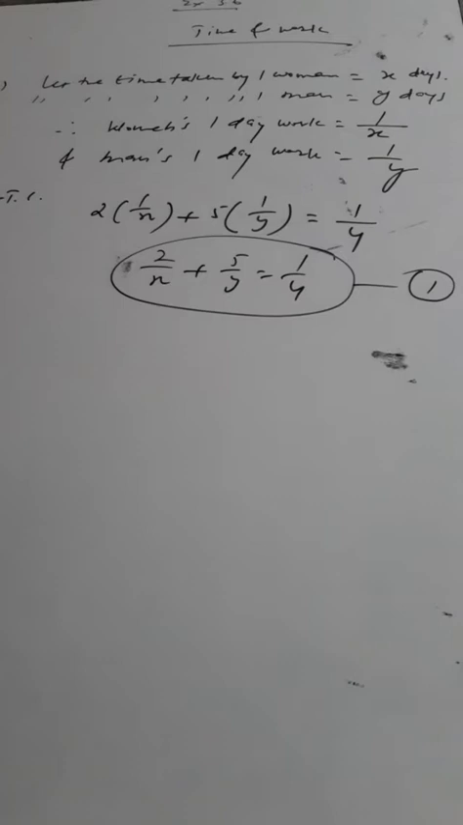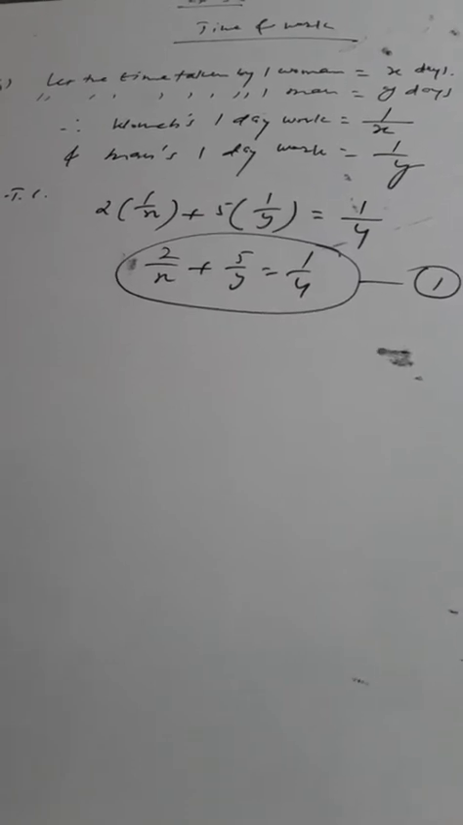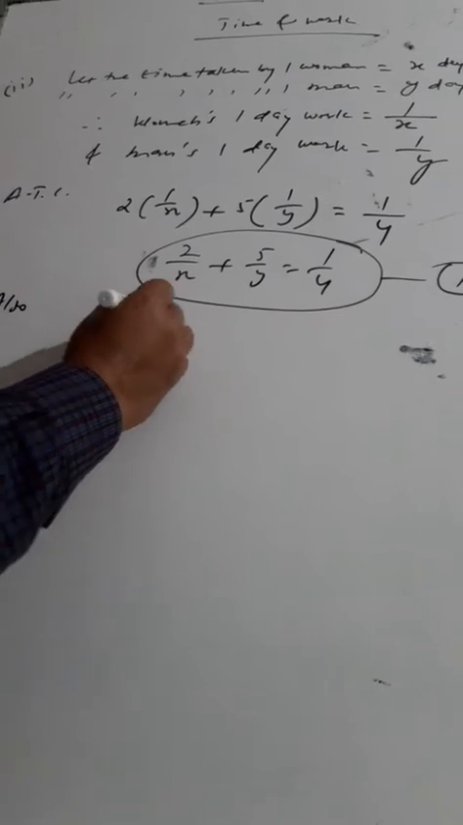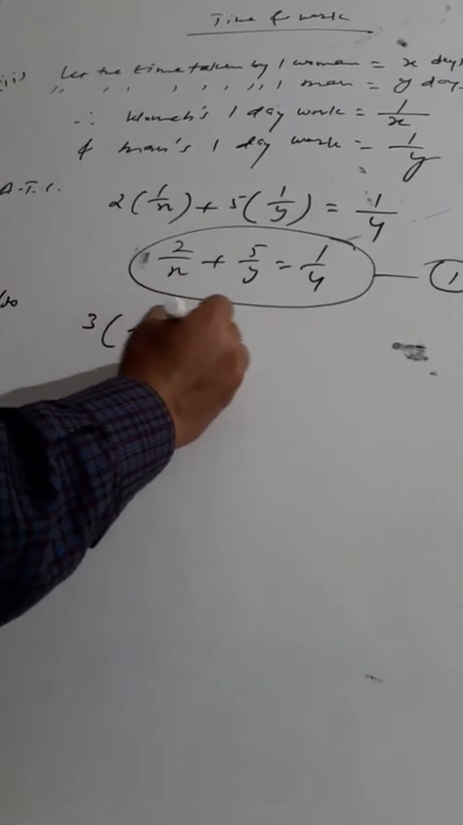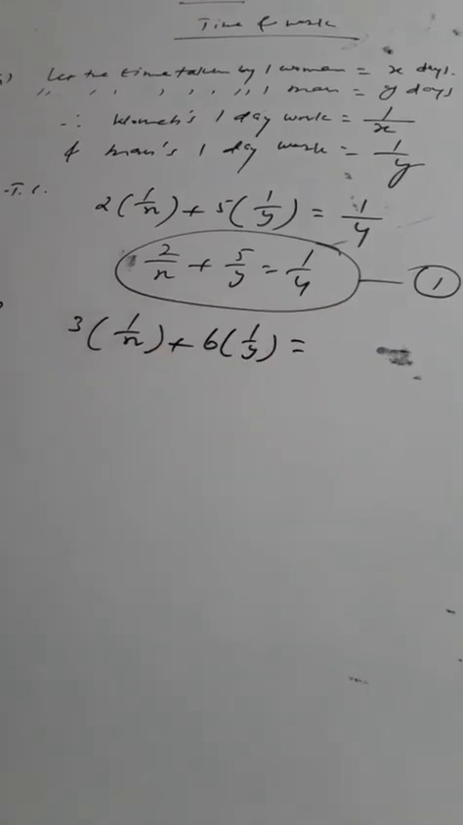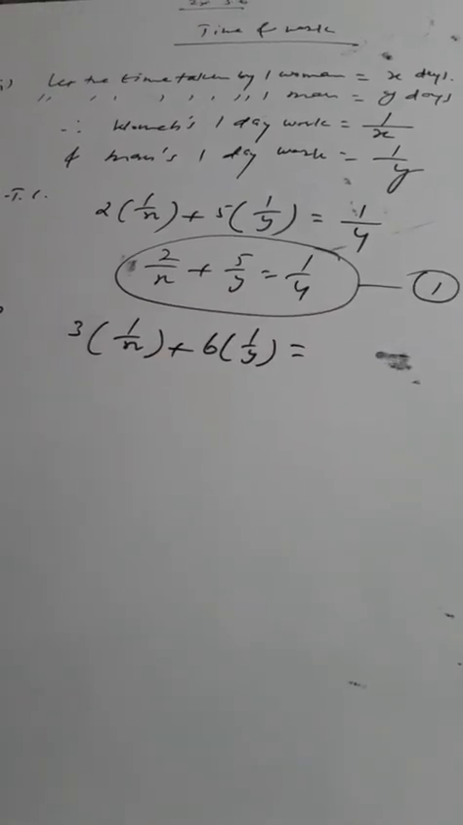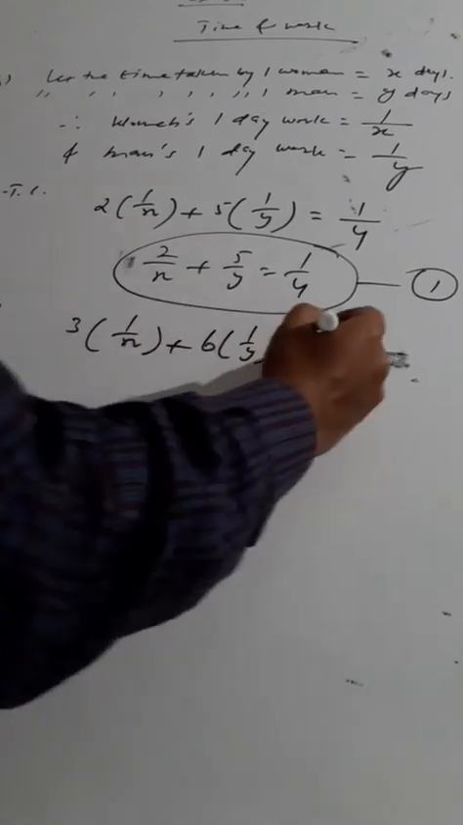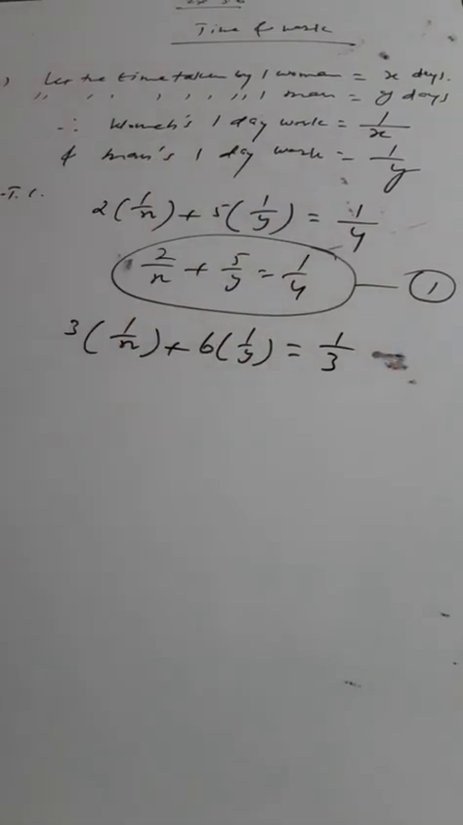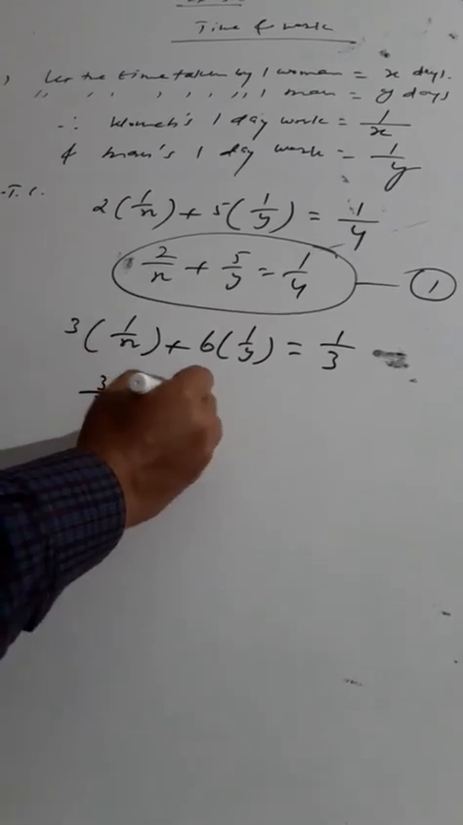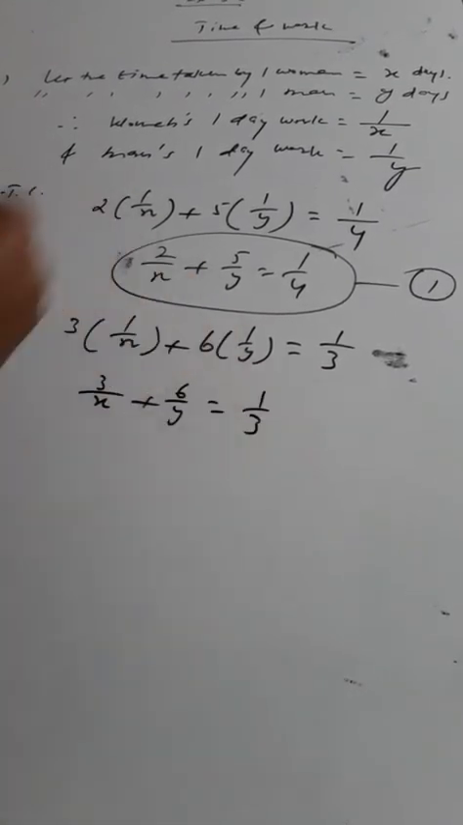Now the second condition given to you is 3 women and 6 men. Then you apply it in the same way. 3 women means 3 into 1 upon X, 6 men means 6 into 1 upon Y. They are finishing in 3 days, which means their 1 day work will be equal to the reciprocal of 3, that is 1 by 3. So what happens here? 3 upon X plus 6 upon Y is equal to 1 upon 3.